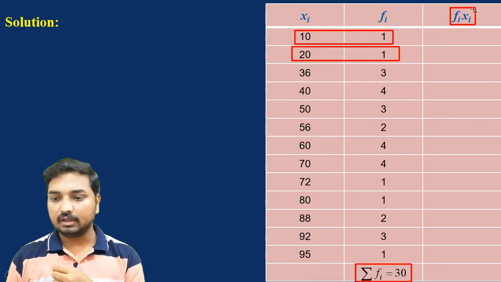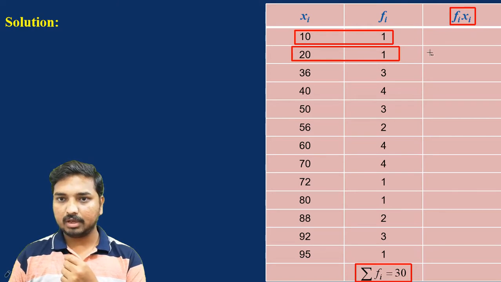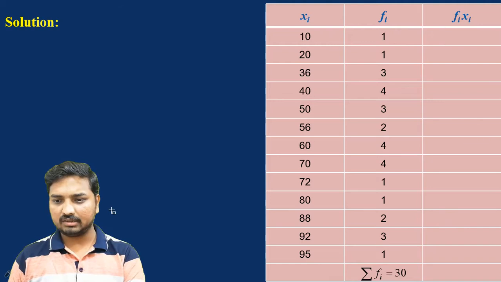So now the next thing is to develop the third column. The third column can be obtained like this, by multiplication. 10 into 1, it will become 10. 20 into 1, it will become 20. 36 into 3, you need to calculate this one. So now look here, I'm going to calculate here. I think you can understand this one.